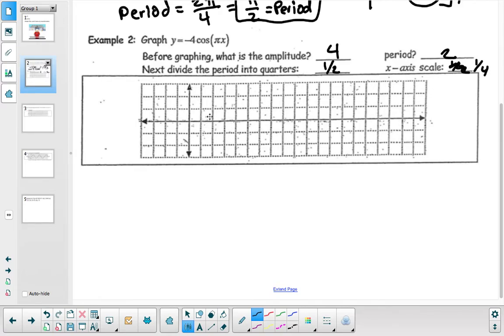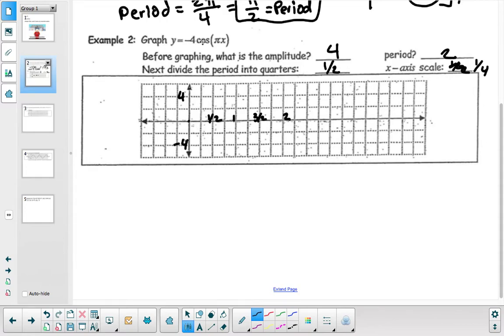So I'm going to call this 1/2. This is 1. And then these are all going to be fourths. So I can fit one full cycle within 2. So from 0 to 2, it should just be one full cycle. And then I tried to make my amplitude this position. So this is 4, this is -4. You could squish it or you could stretch it a little bit more if you needed to, but this is where I would go.